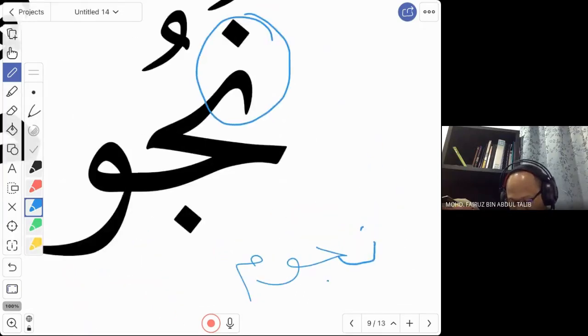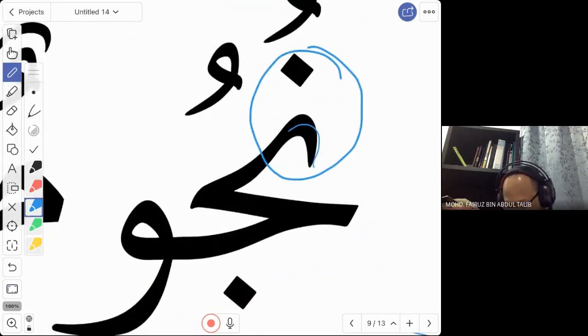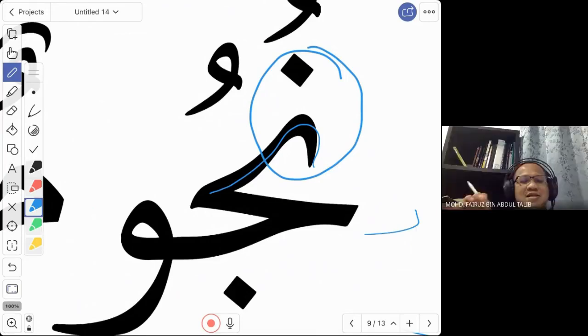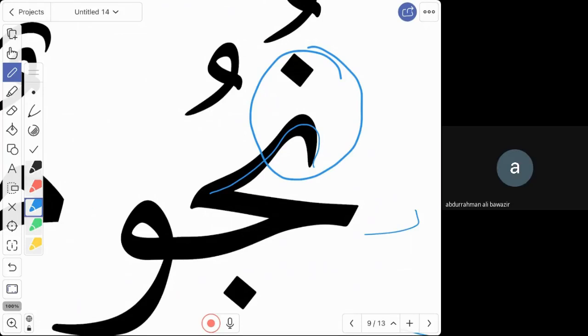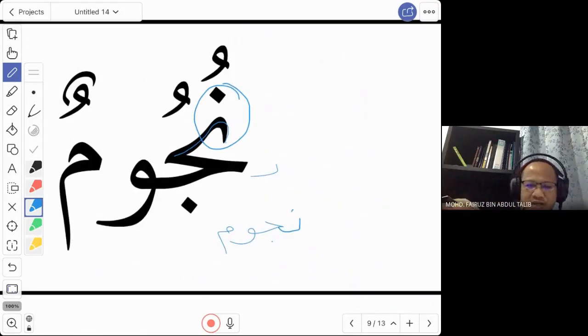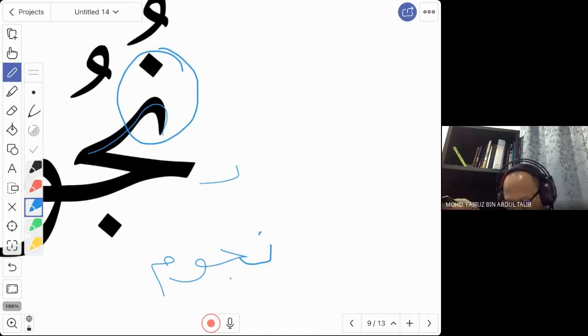But my question is why you have this shape above the letter jim. Normally it should be here, correct? Yes, correct. Okay, this is just a style of writing. So later on, you will learn about this. When you see the text, you will pick it up on your own. We don't have to teach you all this. This is just a style of writing.